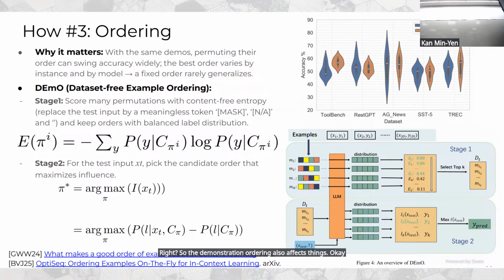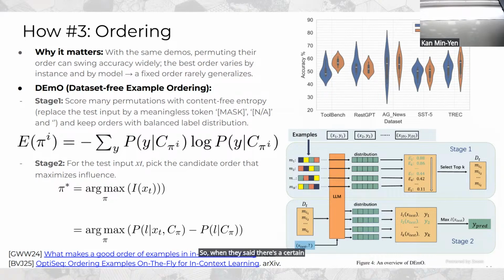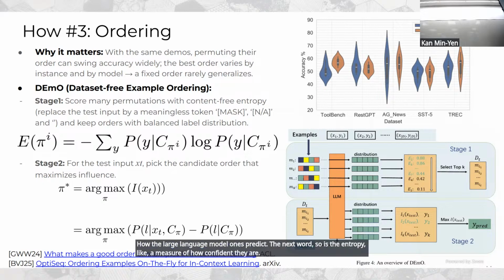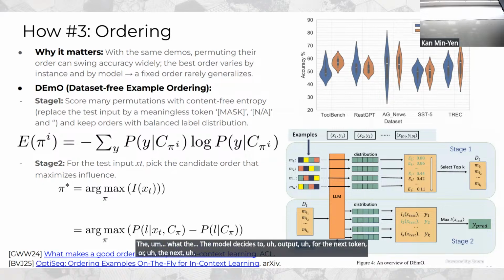Okay, yeah, go ahead. Can I clarify, when they put the examples, the demonstrations, and then the mask, when they send this as an input, the probability distribution refers to how the large language model wants to predict the next word. So is the entropy like a measure of how confident they are of the next word? Entropy is, I think, what the model decides to output for the next token or the selection of the answer, right?